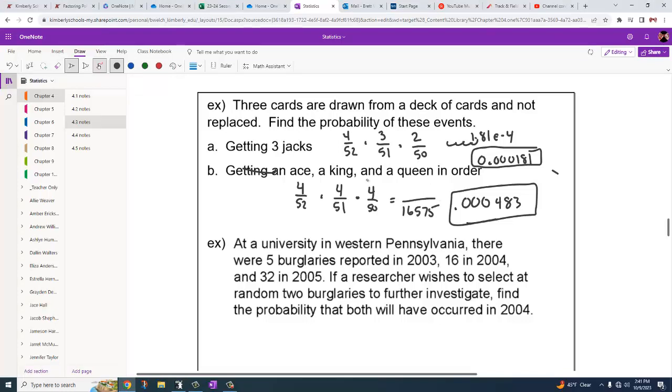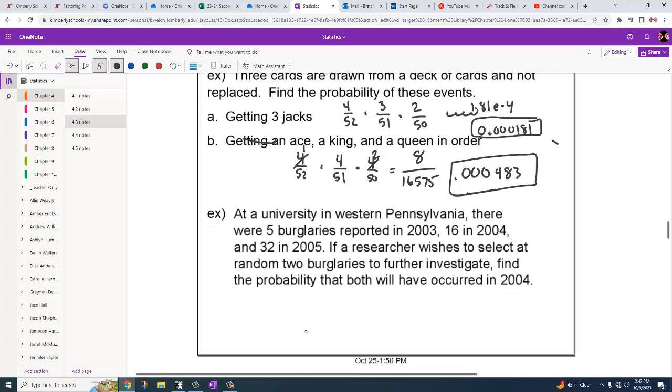16,575. And this was reduced to 2, and this was reduced to 1. So that'd be 8 out of 16,575. Okay, let's keep going.